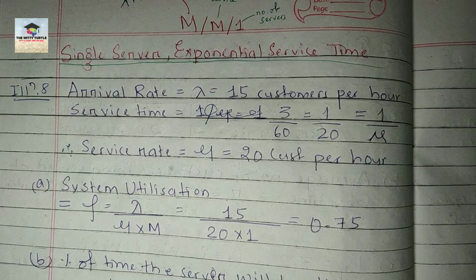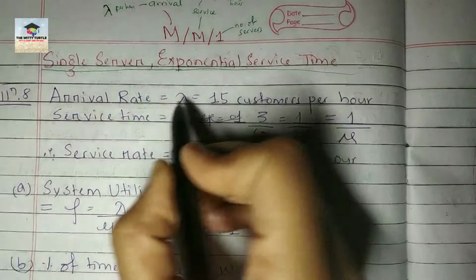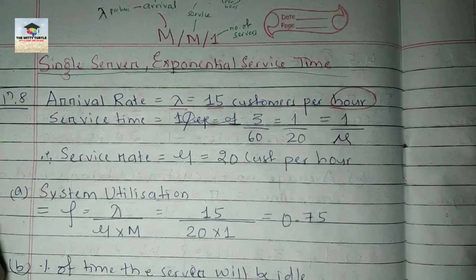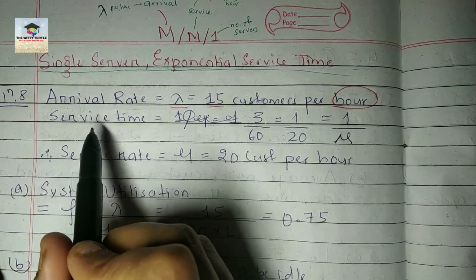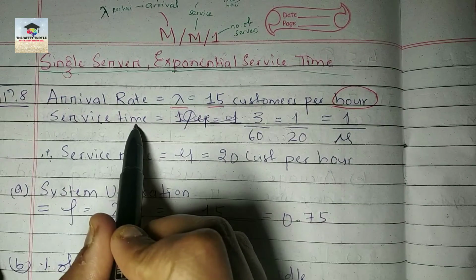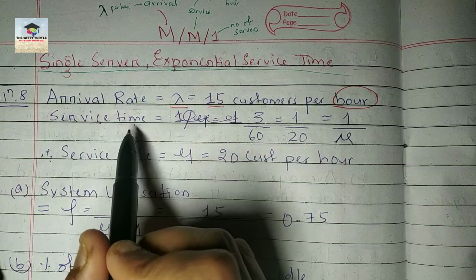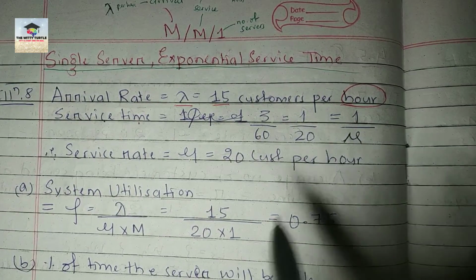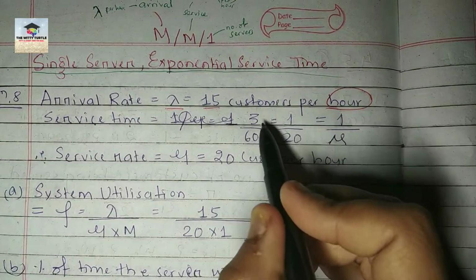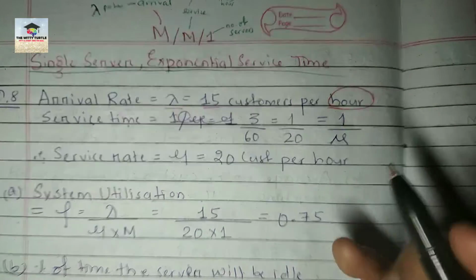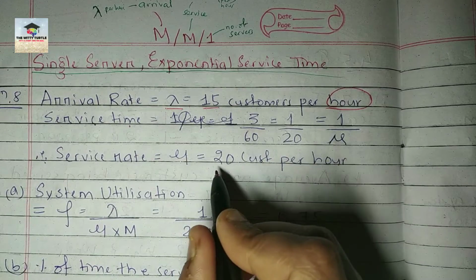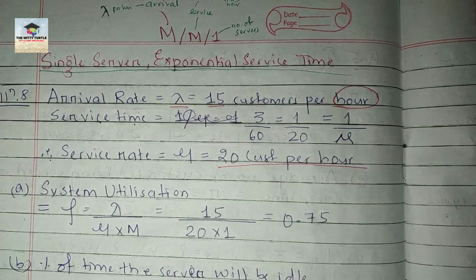So what all things are given in the question? Your arrival rate is lambda, that is 15 customers per hour. Right? This is important. Then we have the service time. How much is your service time? Your 1 by mu equals 3 minutes. So what will the service time be? Your 3 by 60. That means your service rate will be how much? 20 customers per hour.